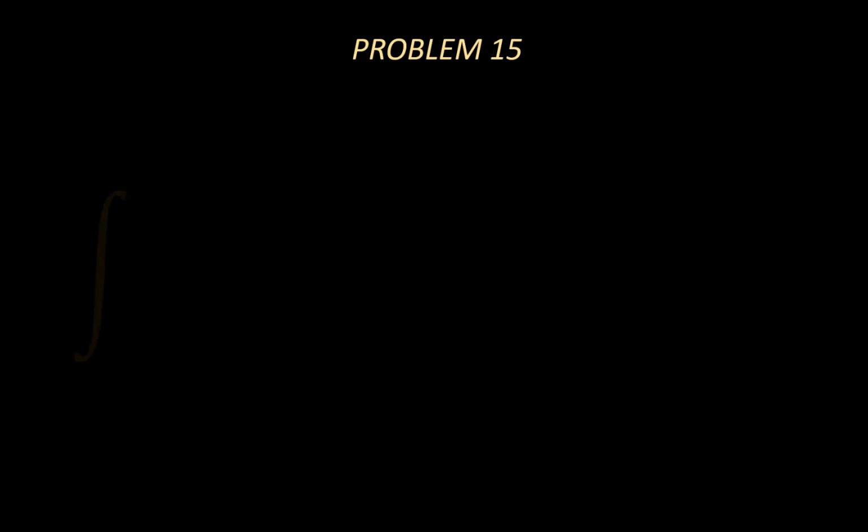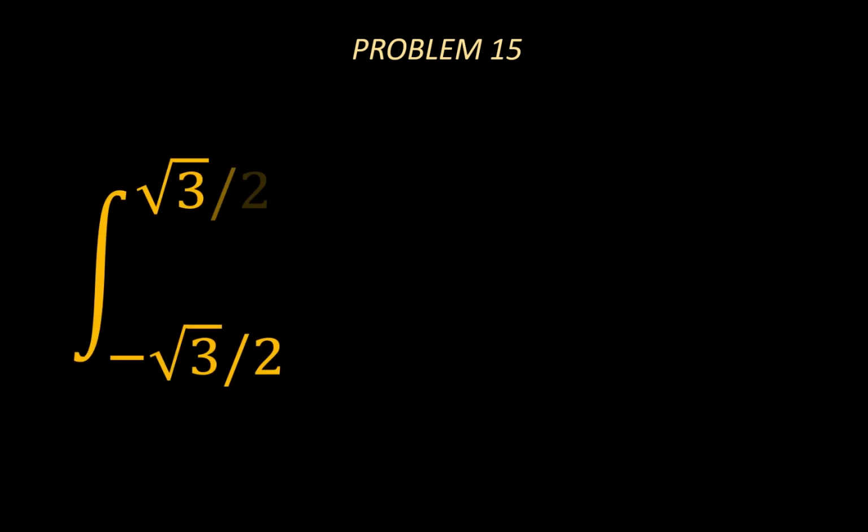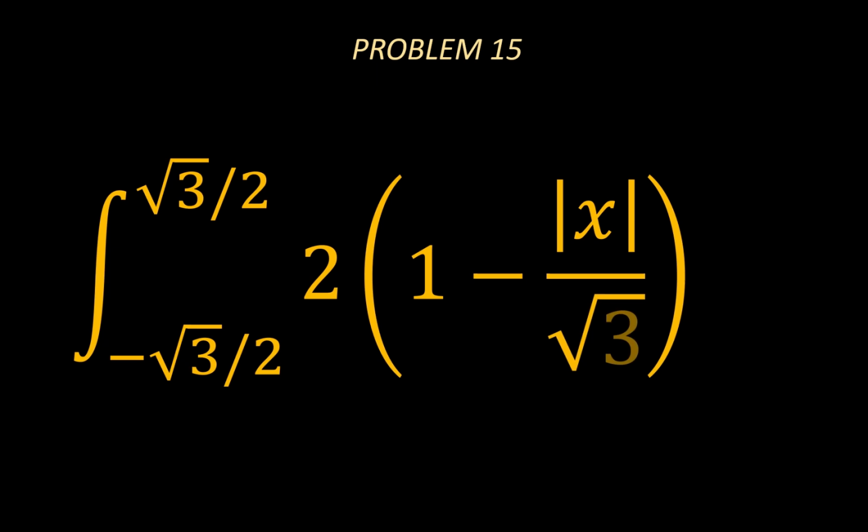So problem 15, which is the definite integral from x equals negative square root of 3 over 2 to positive square root of 3 over 2 of 2 times the bracket 1 minus the absolute value of x over square root of 3.